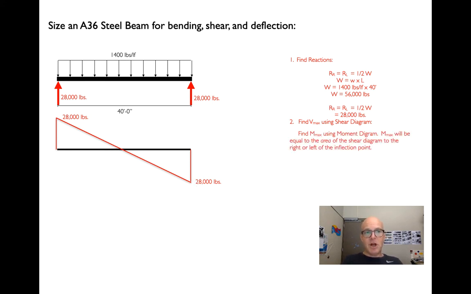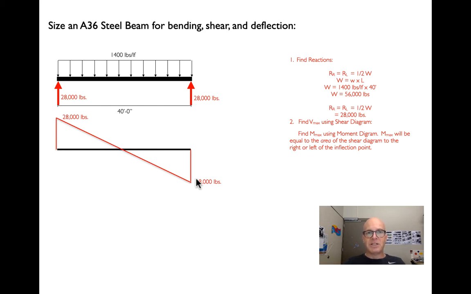So knowing that the maximum shear is 28,000 pounds, knowing that we have a bow tie shear diagram, we'll use this then to figure out the moment diagram. And remember that the value of the shear diagram equals the slope of the moment diagram. So here we start off with a very steep positive slope. We have a summit or a flat slope at the midspan, and then the slope gets steeper and steeper as we go toward the right edge.